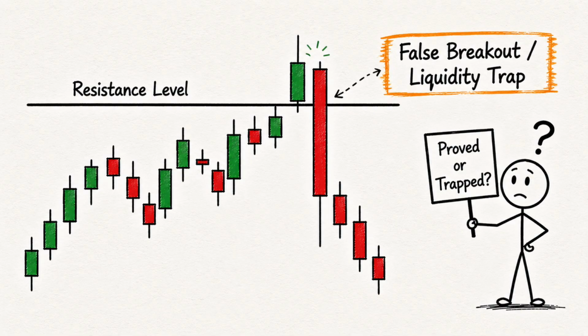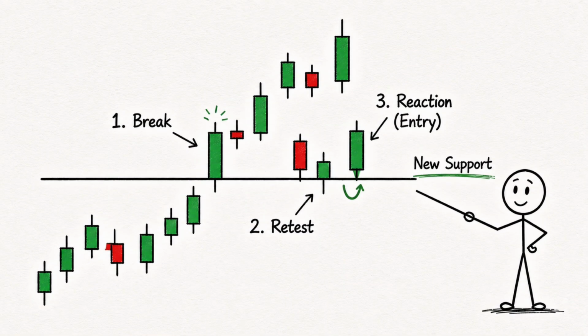So instead of asking, did price break the level? Ask, did price prove the breakout? Look for a strong close outside the range. Look at momentum. Look at volume. And if possible, wait for a retest. Resistance breaks. Price comes back. Resistance becomes support. Buyers defend it. That reaction is often more useful than chasing the first breakout candle.